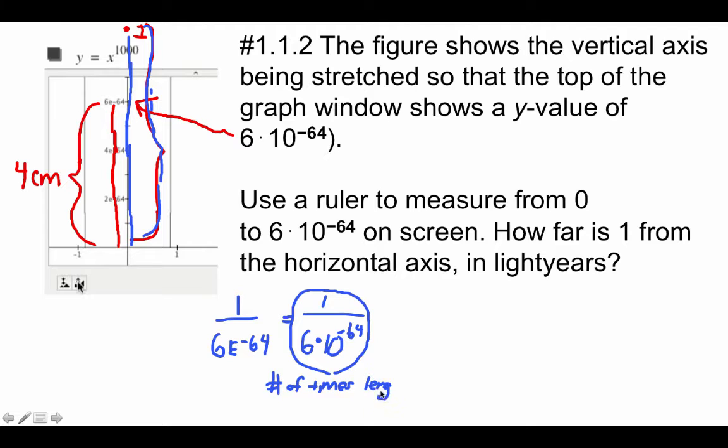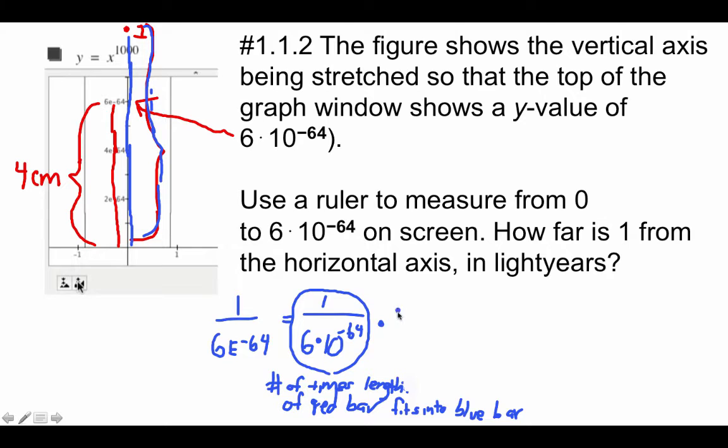the length of the red bar, from 0 to 6e to the negative 64, fits into the blue bar, which is the length from 0 to 1. If that's how many times it fits in, that's how many copies, and each of those copies is going to be 4 centimeters.